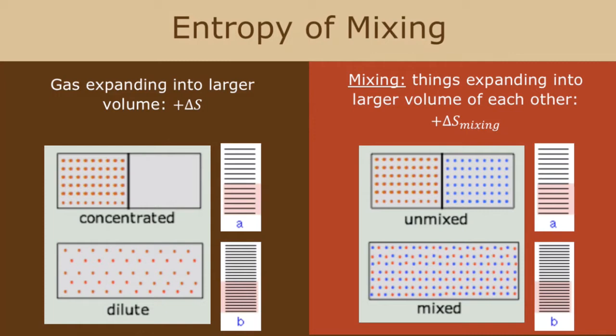But in the lower picture, in B, when they're mixed, their energy levels are closer together, so they are more accessible to them, and that's an increased entropy. And we call this delta S mixing, the entropy of mixing, which basically just says that entropy increases because things are spreading out into each other, into a new volume, into a bigger volume.